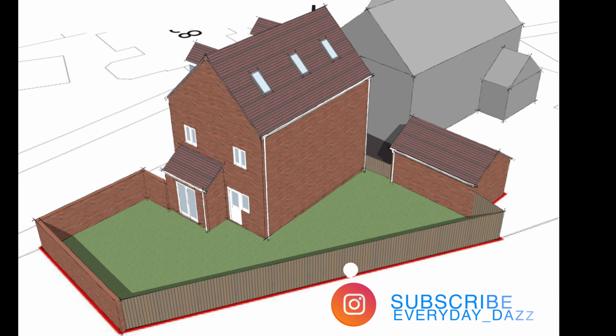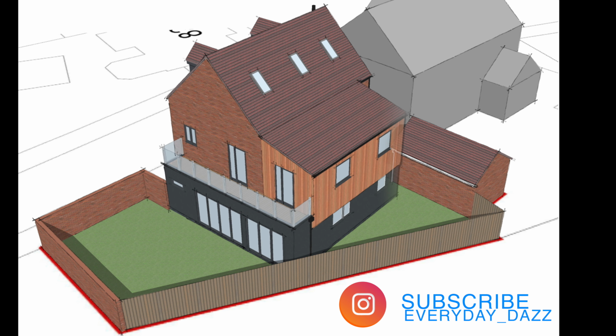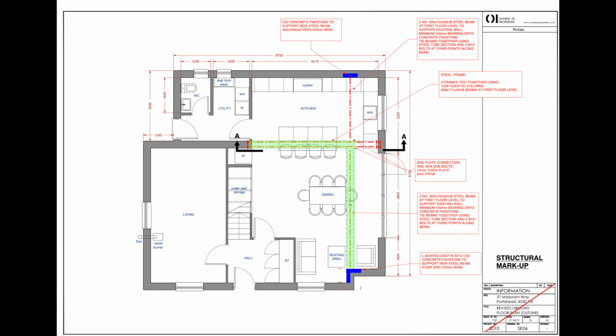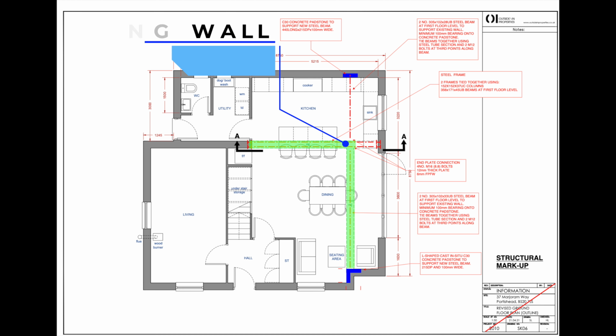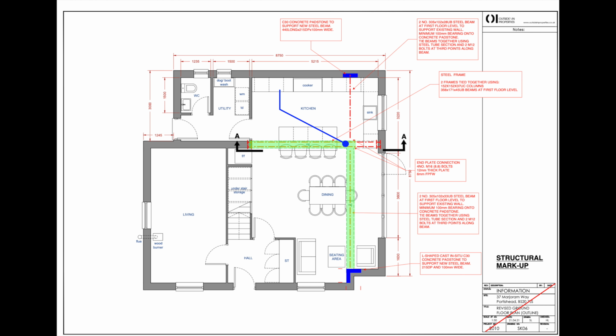In today's video, I'm going to be going through my thought process on how I come up with a sketch section and details. This is a small little house extension project which I'd done quite a while ago. And what we have here is the client wanting to remove the external existing wall so that he can have a really nice open plan kitchen living room space.